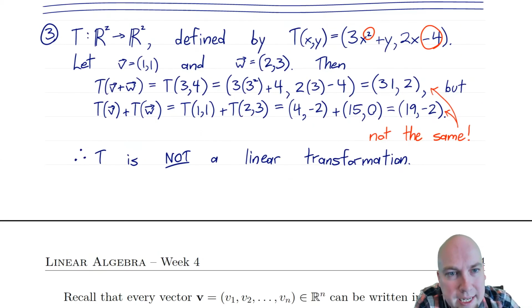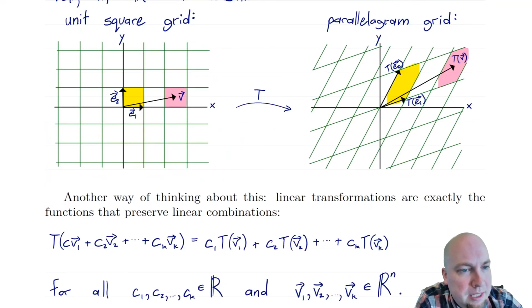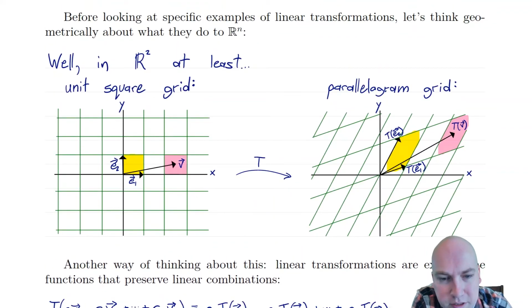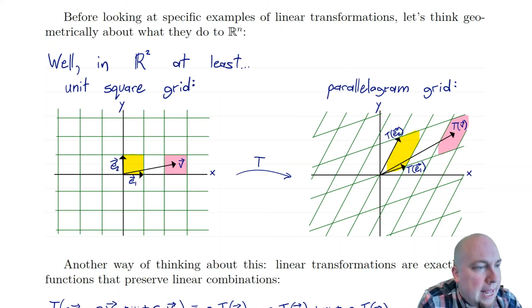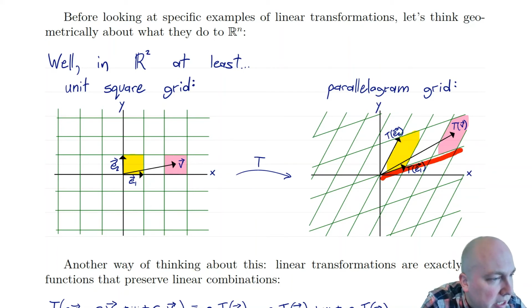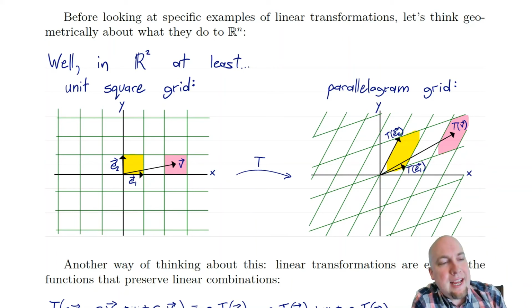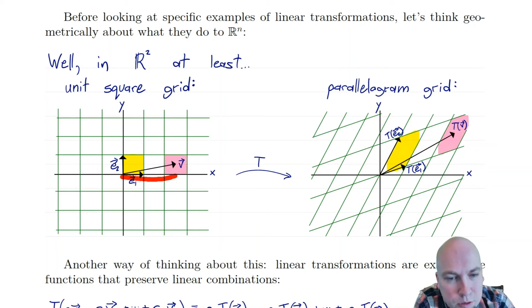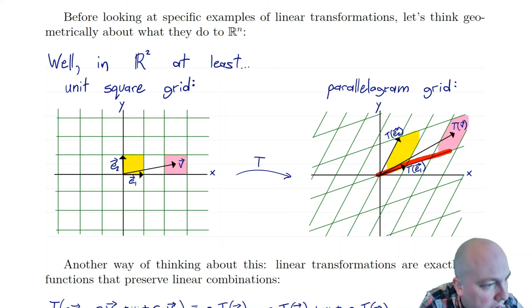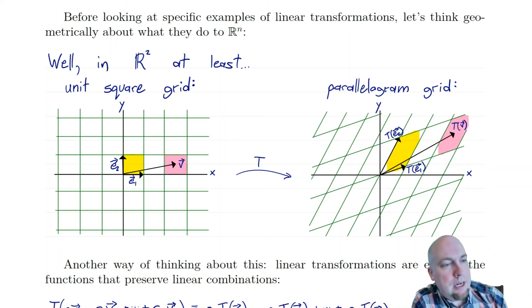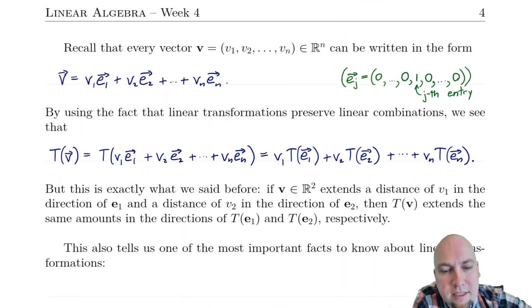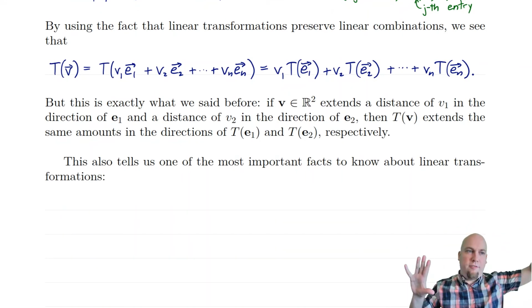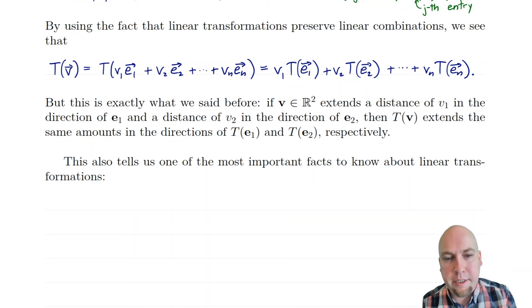Okay, so again, let's go back and show you that picture to pin this down. v used to point some amount in the e1 direction and some amount in the e2 direction. Now it points those same amounts in the T of e1 and T of e2 directions instead. So now instead of pointing over 2.5 boxes that way and half a box up, it points 2.5 parallelograms this way and 0.5 parallelograms up that way. In other words, everything's spread out uniformly by this linear transformation.